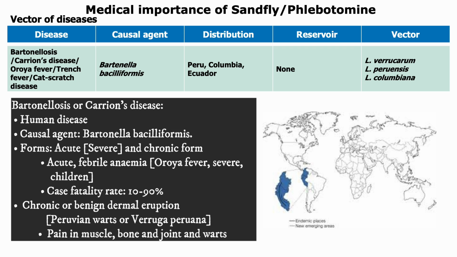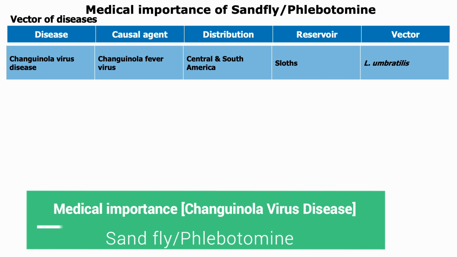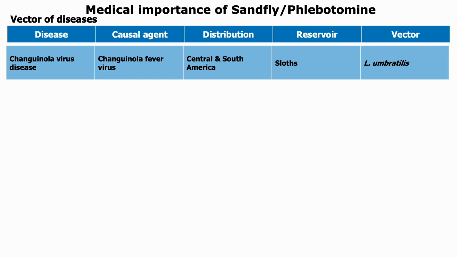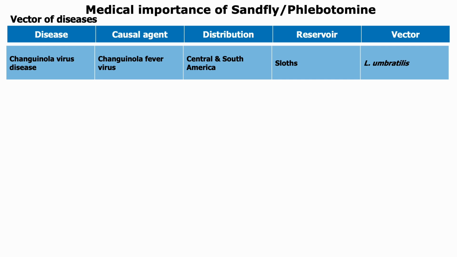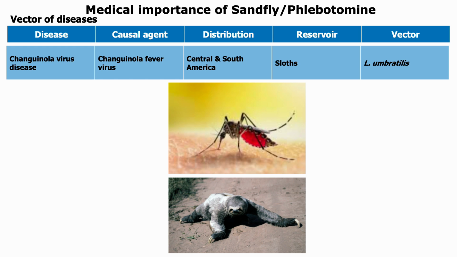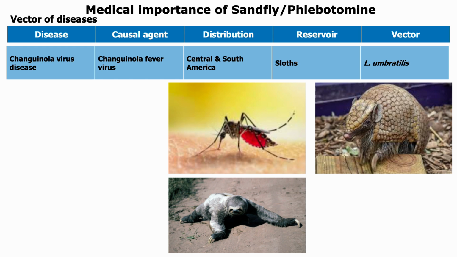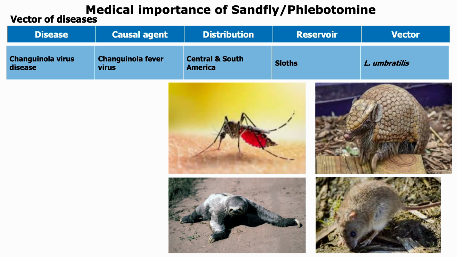Sandflies act as the vector of Changuinola fever virus. This virus primarily infects a wide range of birds and mammals. In human, the disease is characterized by febrile illness. The virus is mostly distributed in Central and South America, occurring widely in Panama, Colombia, and Brazil. Other than sandflies, this virus has also been isolated from mosquitoes, sloths, armadillos, and rodents such as rice rats act as the reservoir of this infection.